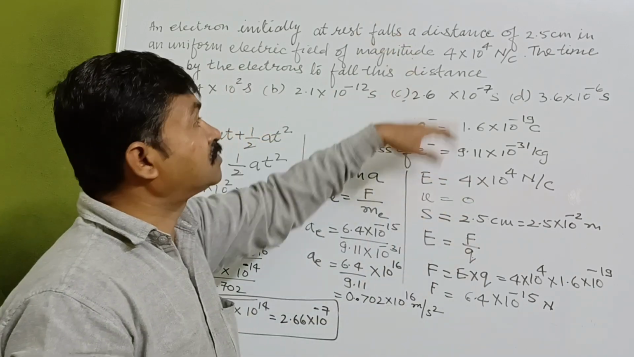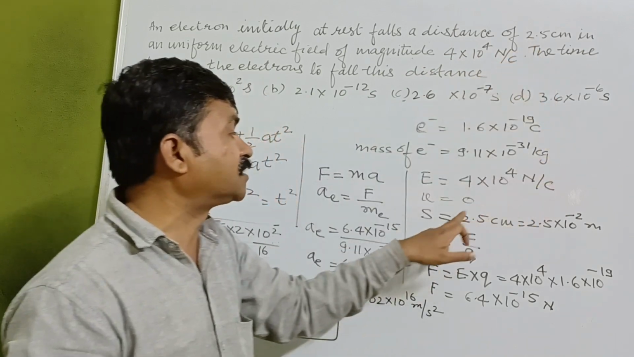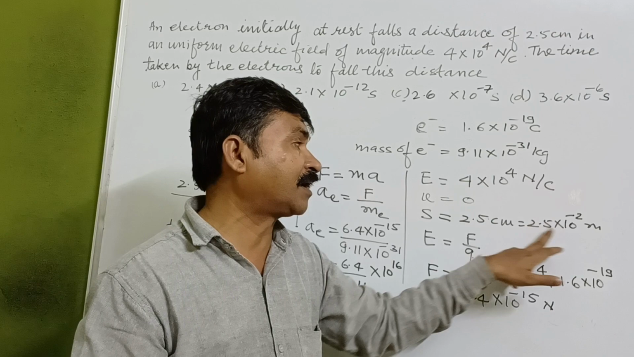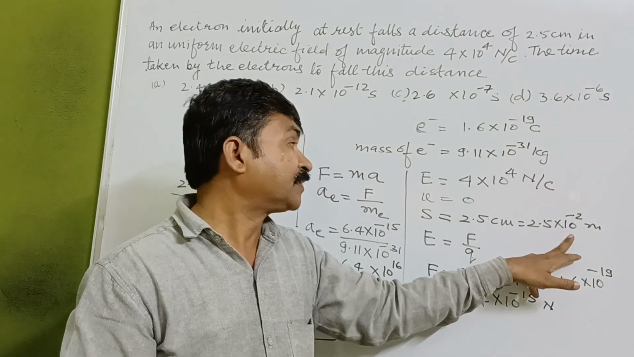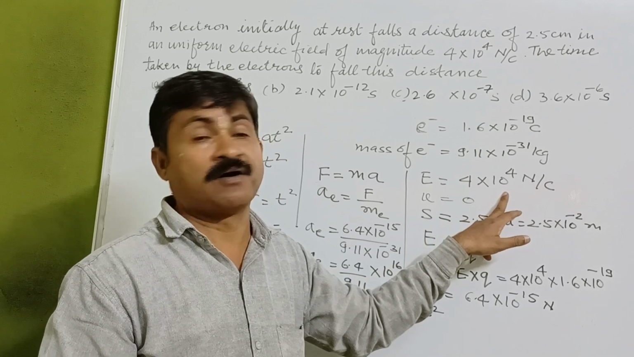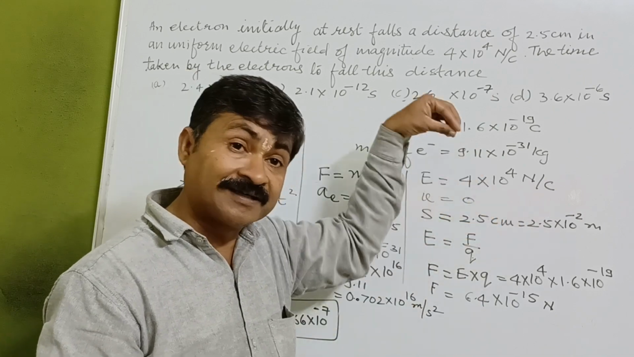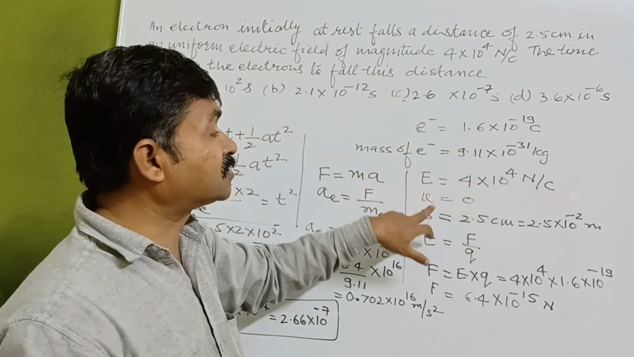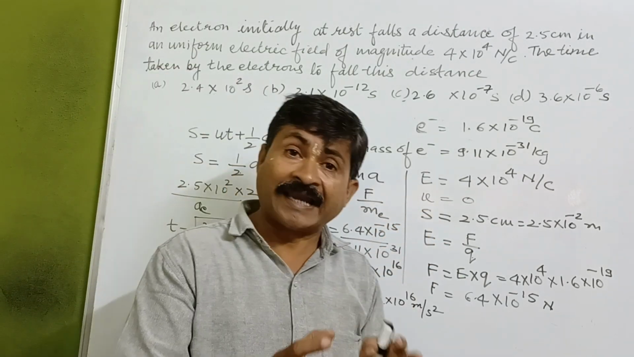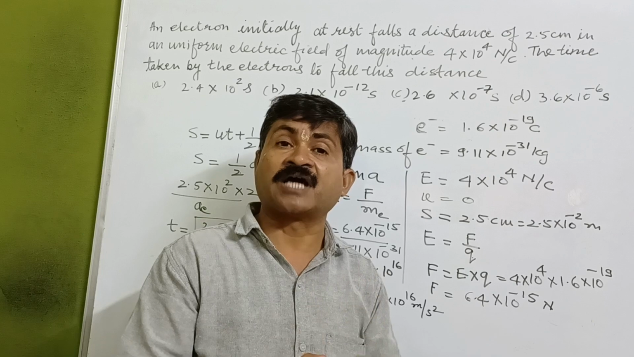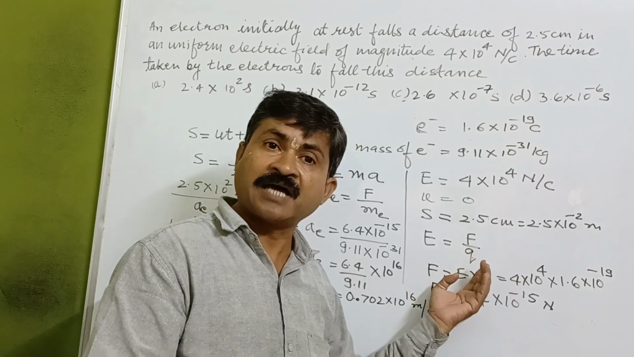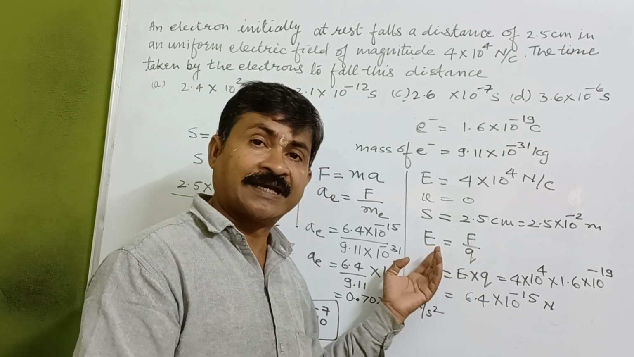Now it falls from a distance of 2.5 centimeters. So we have taken the distance 2.5 centimeter and converted it into meter. The electric field which is known to us is 4 into 10 raised to the power 4 Newton per coulomb. It is falling from rest, so the initial velocity is 0. When the electric field is there, a charge experiences a force. So force per unit charge gives the electric field.